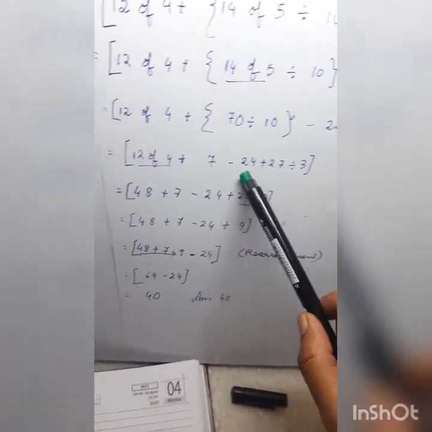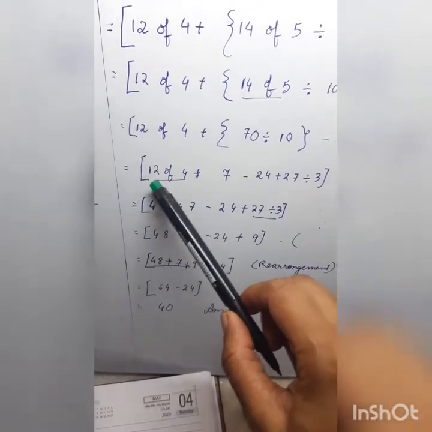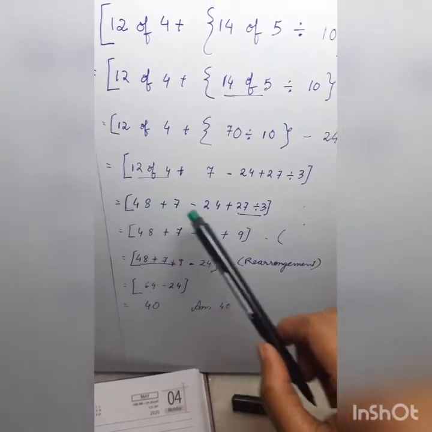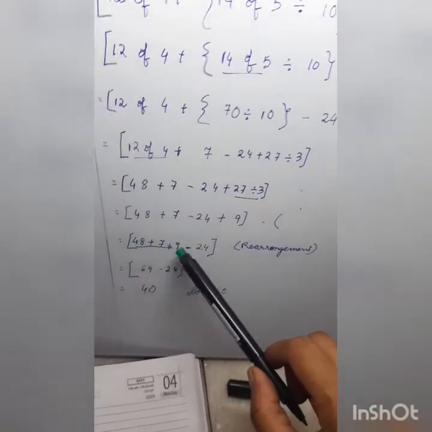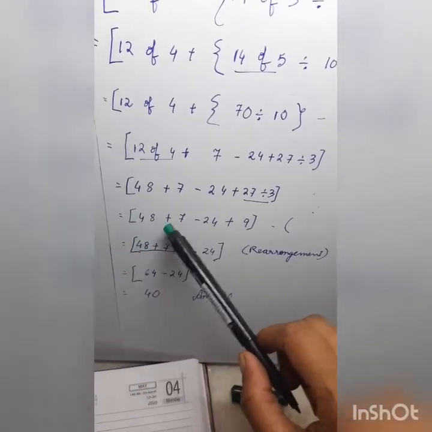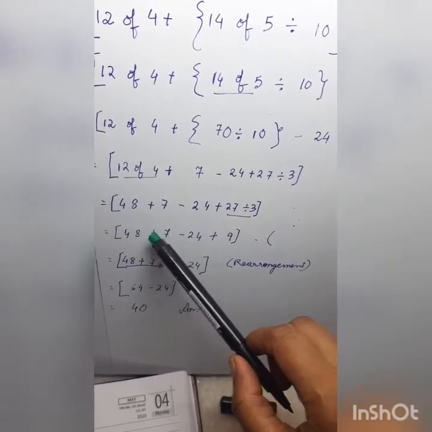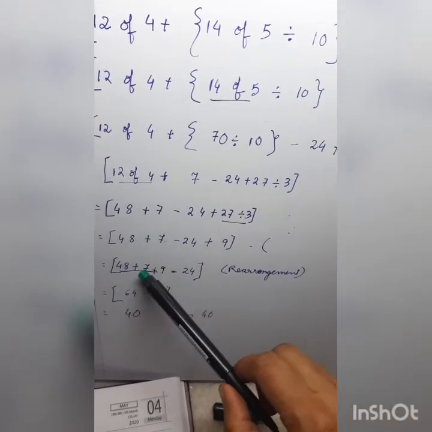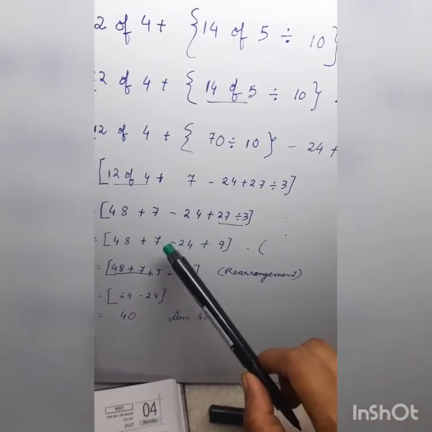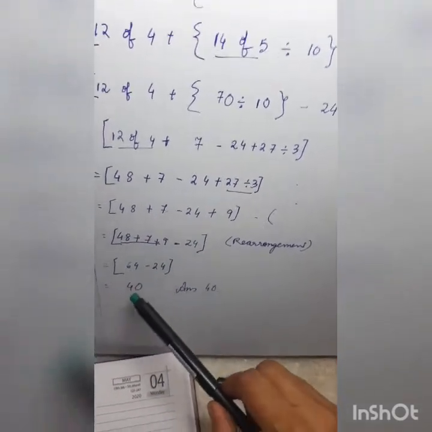Now what is left? Only the third bracket. Inside the third bracket again I have off. So off first. Then the next step, division, 27. Then here arrangement I have done, all the plus signs together, plus 48, plus 7. Remember, the sign before the number matters, not after. So plus 7, plus 9 and at last minus 24. This step is very important. And then I calculate and I get 40.